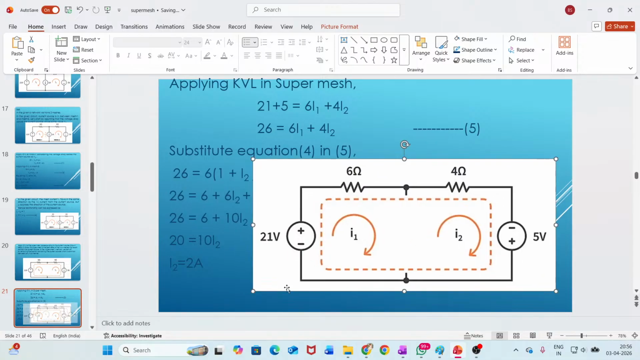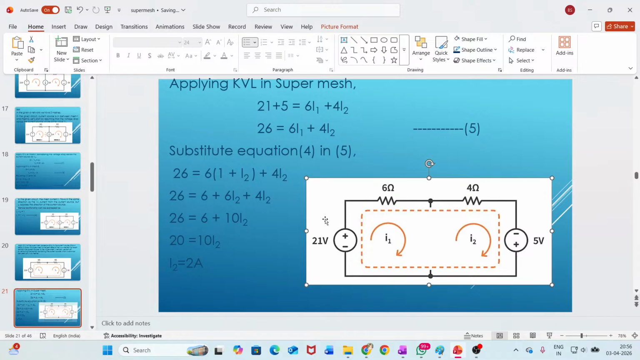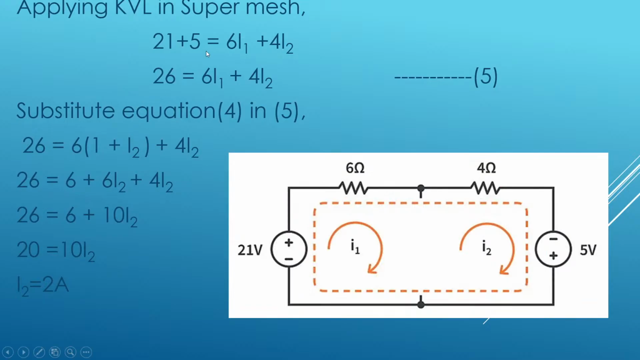I have already told you there are two methods to be followed. You can follow any method. Either you can assume a voltage across the current source, or you can simply remove the current source and go for the supermesh method. Now apply KVL here. The 21 and 5 volts will add up, because the current coming out of this source flows in this direction, and from the other source it flows like this. So both will add up.